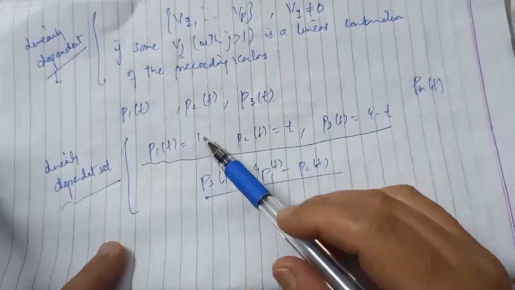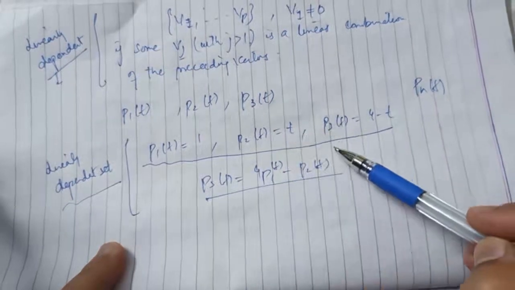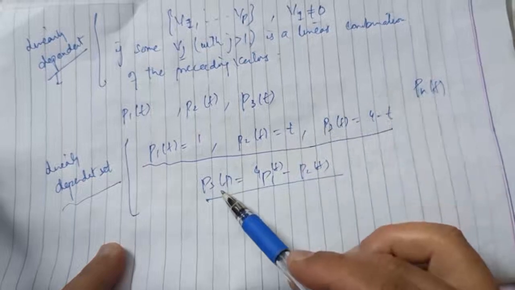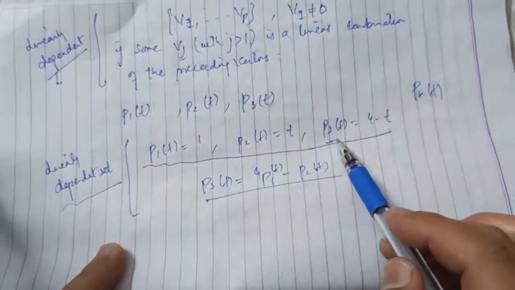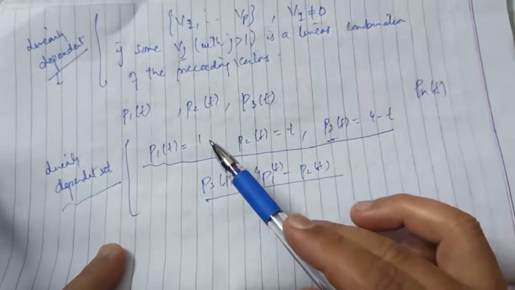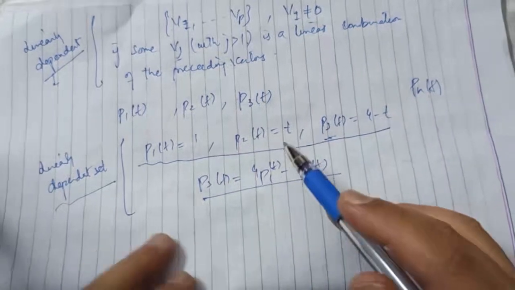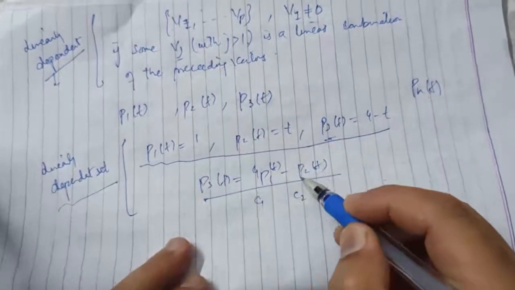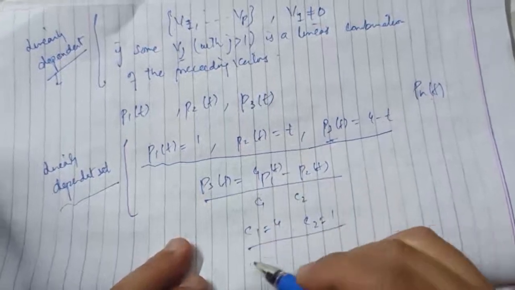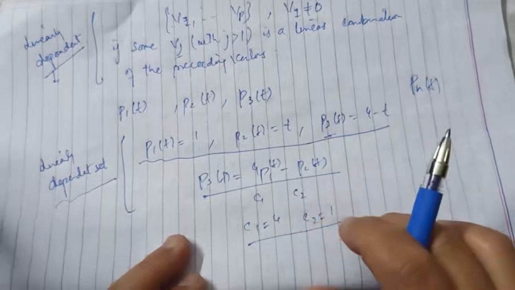One of the examples of a linearly dependent set is in the polynomial vector space of nth order. For example, if p1(t) is equal to 1, p2(t) is equal to t, and p3(t) is equal to 4 plus t, you can see that I can write p3(t) as nothing but a linear combination of p1(t) and p2(t). If I say this is c1 and this is c2, it means c1 is equal to 4 and c2 is equal to 1, indicating that they are non-zero values and thus presenting us with a non-trivial solution.